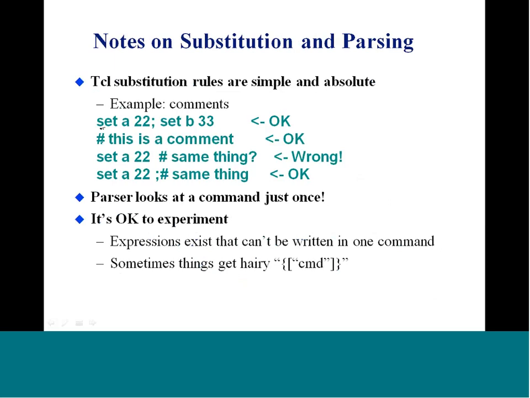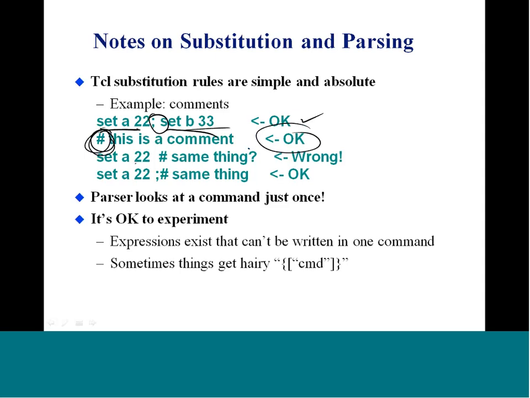So here we do set A 22 colon set B 33. This is okay because we have a colon, so we know that this is one command and this is another command. Now, a comment is always preceded by the hash symbol, and here the hash begins a comment. This is also okay because it happens on a new line with the hash as the first character.